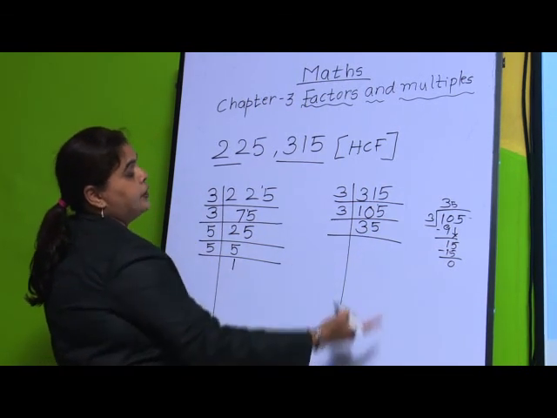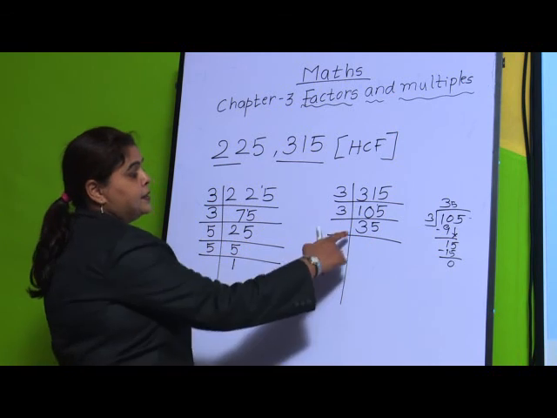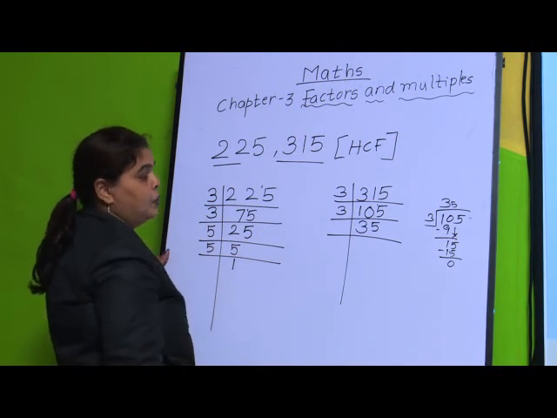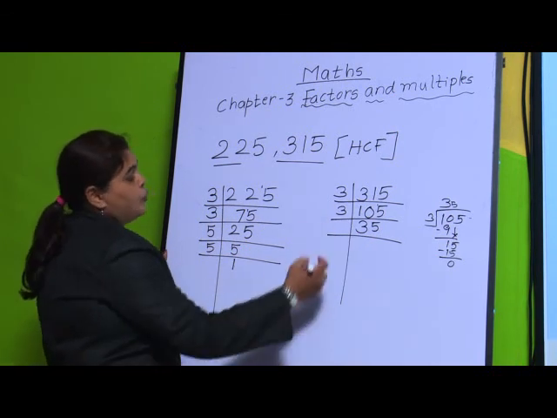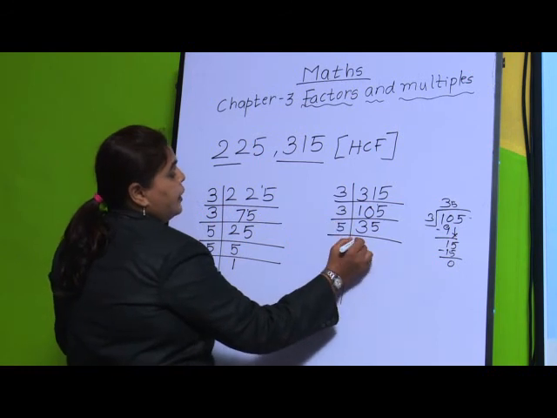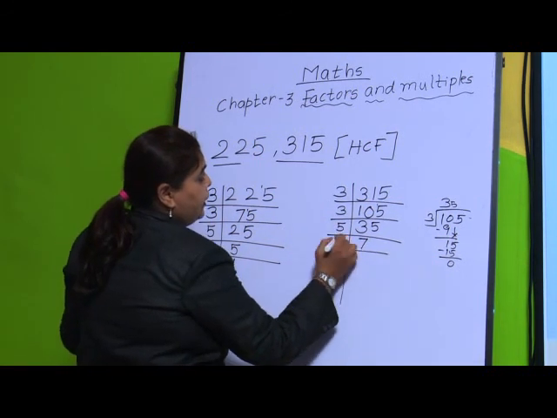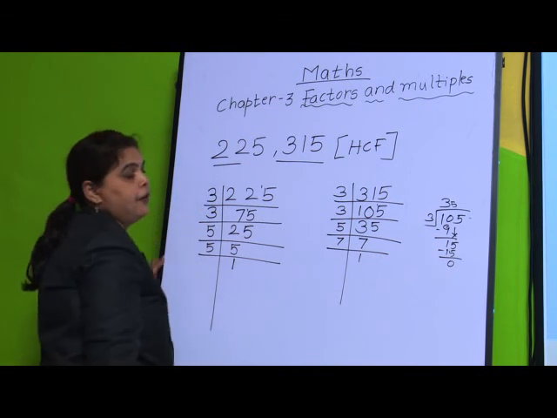So we will try with the next number, 4. Is the number we get in the 4 table? No, it is not a multiple of 4. So we will go for 5. 5 7s are 35 and 7 1s are 7.